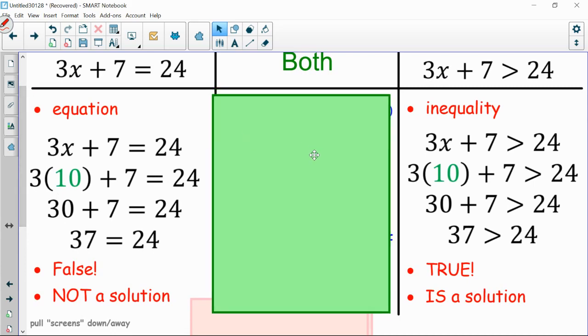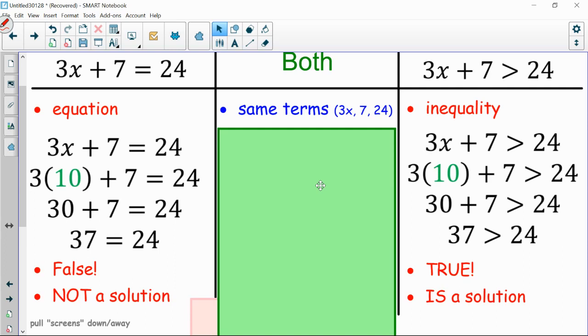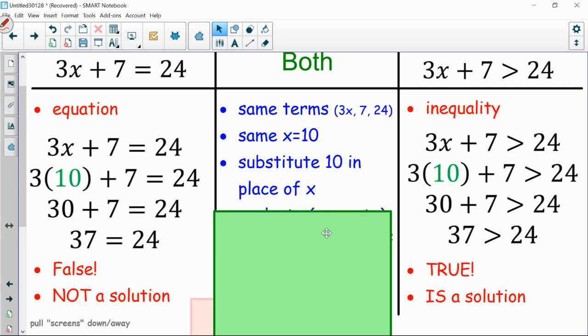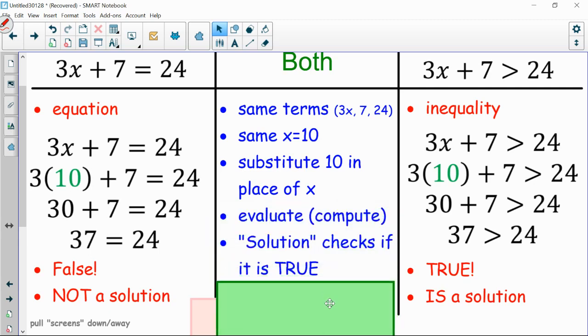Okay, so I have that they both are using the same terms: 3x, they both have 7, and they both have 24. Those are your three terms. We are both using x equals 10. We substitute 10 in place of x, just like we do with our expressions. And then we evaluate and we check to see if our solutions are true or not. That's what an equation and an inequality have in common. And we are going to eventually get to inequalities.